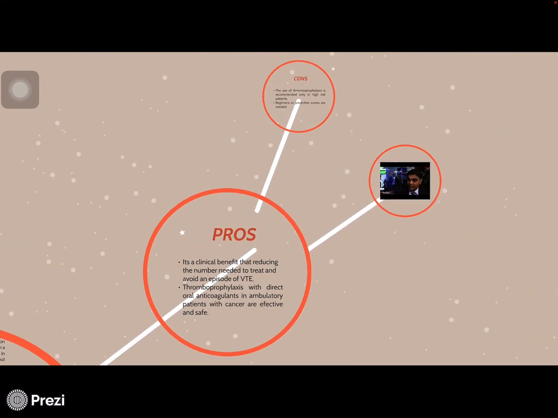Now about pros and cons. Pros is a clinical benefit that reduces the number needed to treat and avoid an episode of venous thromboembolism. Thromboprophylaxis with direct oral anticoagulants in ambulatory patients with cancer is effective and safe.